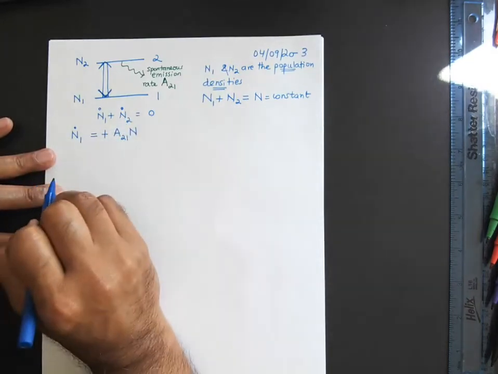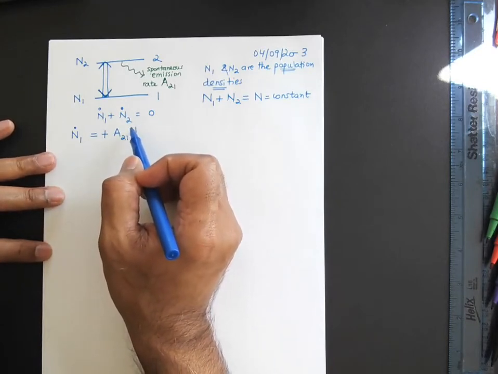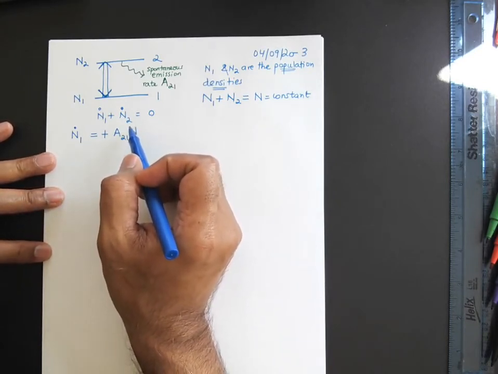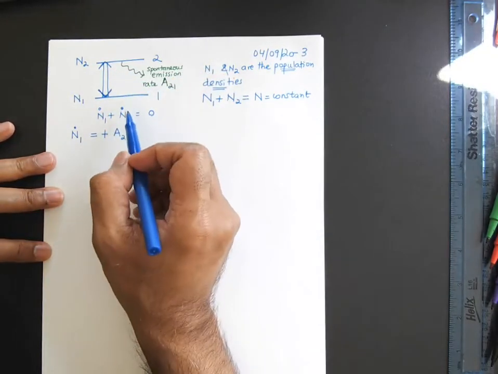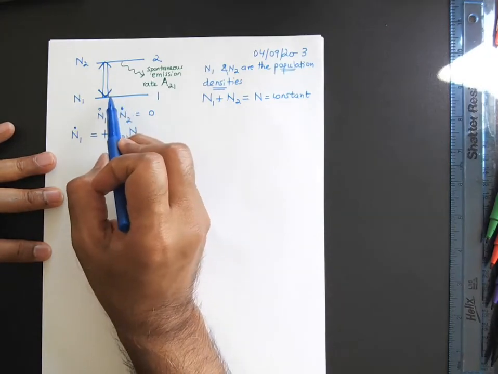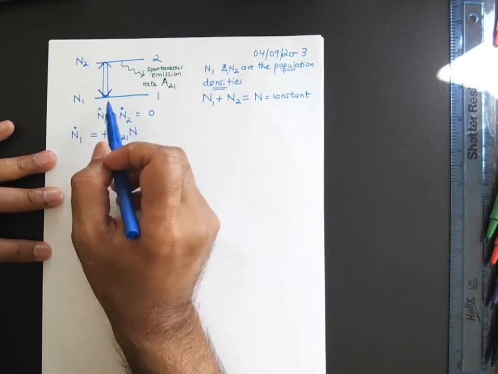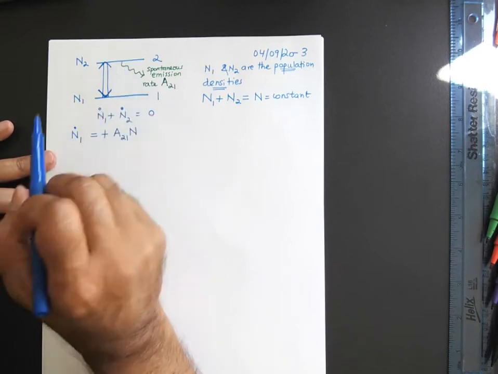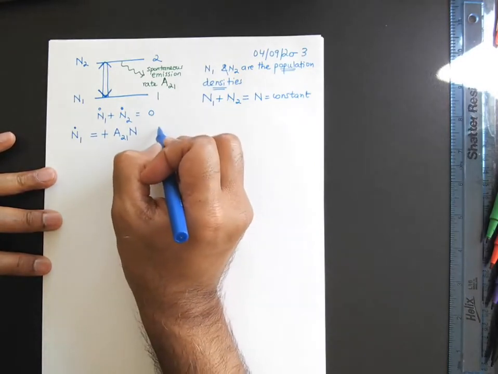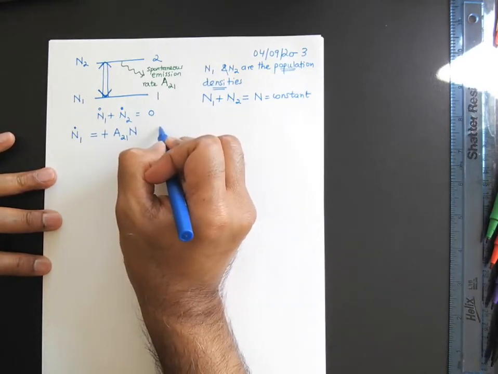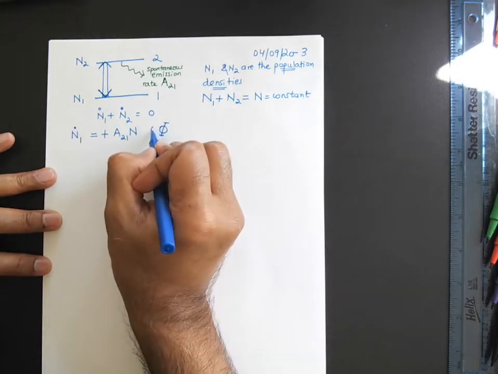But what causes a loss from 1? And so here's where we're going to use the photon flux idea. Stimulated emission, no, what I mean is absorption. Absorption causes a loss from 1 into 2. And what is the rate at which absorption occurs? It is simply the incident flux multiplied by the attenuation cross-section.